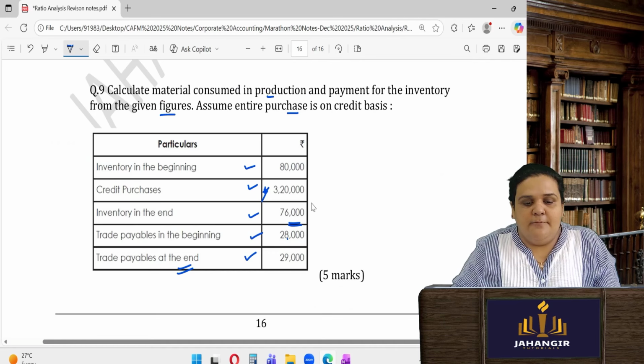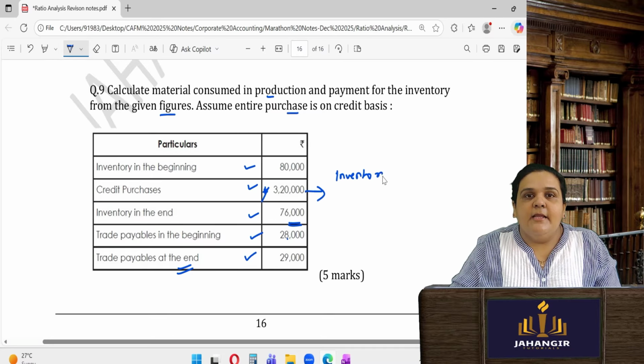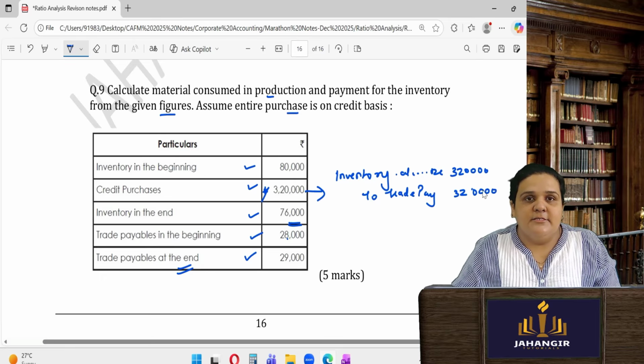This particular entry will be what? My stock is increasing, right? Inventory coming in. I am taking everything on credit. Okay, so it is going to be my trade payables. Inventory account debit to trade payables, 3,20,000. My journal. Okay, understand why these ledgers are there. It is very easy to finish it with the ledger.